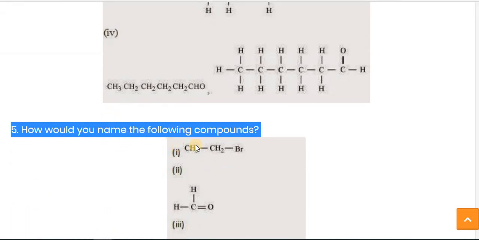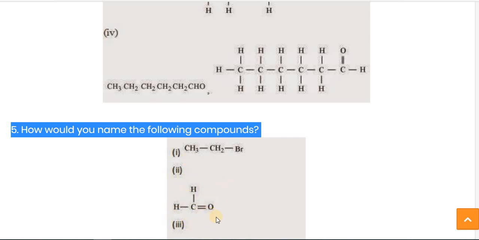Let's see one more time. How would you name the following compound? The first compound is bromoethane. Why bromoethane? Because bromine comes from the halogen group, and according to nomenclature, for the halogen group we have to use the prefix. For bromine, bromo is used, and the number of carbon atoms is 2, methane, ethane. So bromoethane.